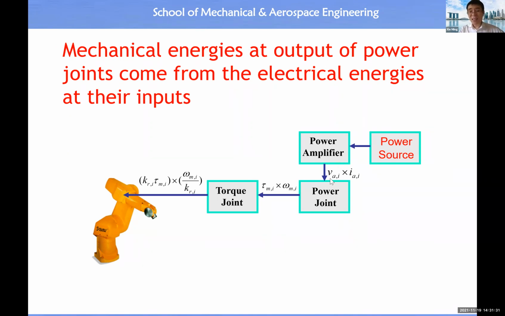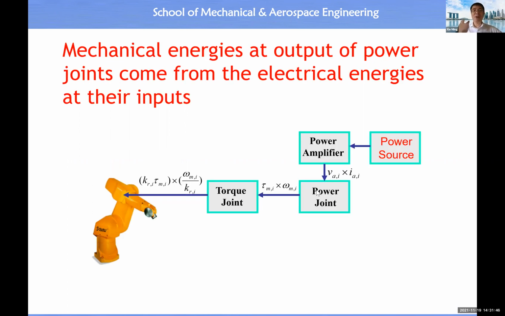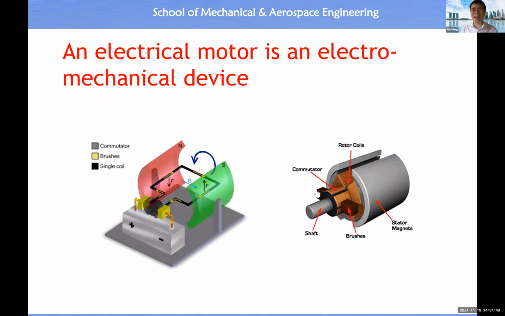From here you see you have electric power in the form of V times I, then you have mechanical power in the form of tau times omega. So then we want to know, what is a power joint? Actually, a power joint is an electromagnetic device which converts electric energy into mechanical energy.